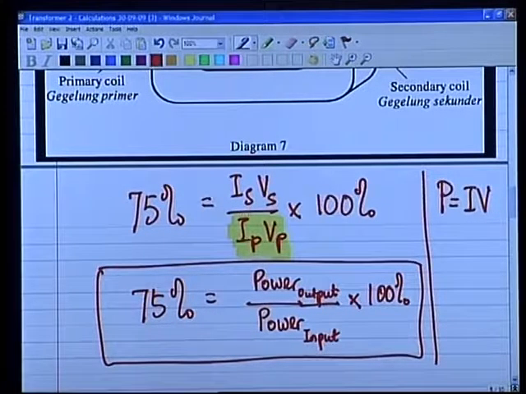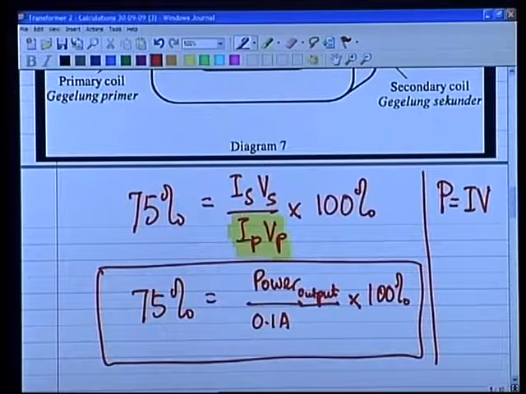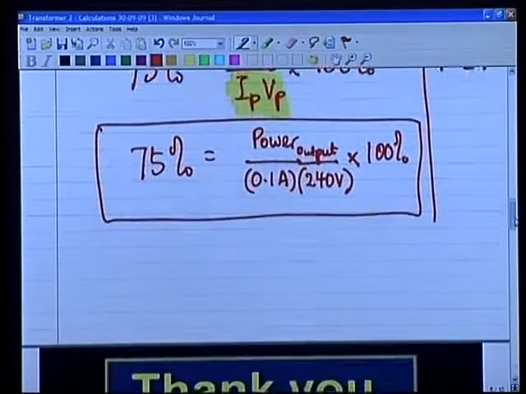Okay, so which are the values that I am given? I am given IP, I am given VP. So what I do is I put down IP. What is the value? IP is the current in the primary, 0.1 ampere. I multiply it by the voltage in the primary, which is 240 volts. You look at the diagram, you will get the value. All right. So here we are.